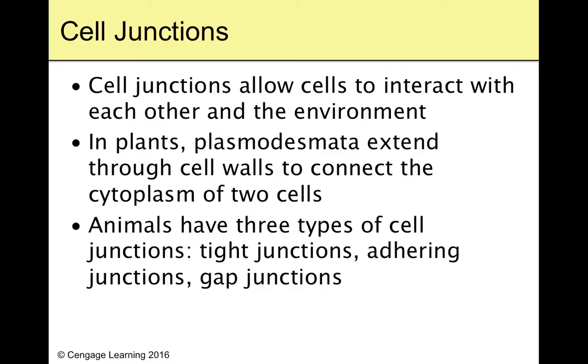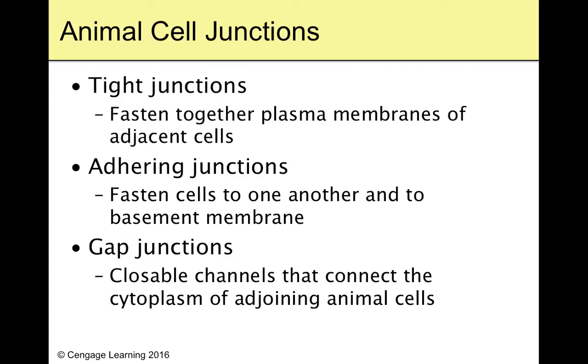Animals, on the other hand, do not have plasmodesmata, but we have something similar. We have 3 types of cell junctions. We have tight junctions, adhering junctions, and gap junctions, but we don't have plasmodesmata. So if you're an animal, or fish, or dog, or human, or whatever, you got a few. Tight junction is fastening together the plasma membranes of adjacent cells, and what this can do is basically give you a watertight barrier. So the whole side of the plasma membrane from both neighbors are just kind of stuck together.